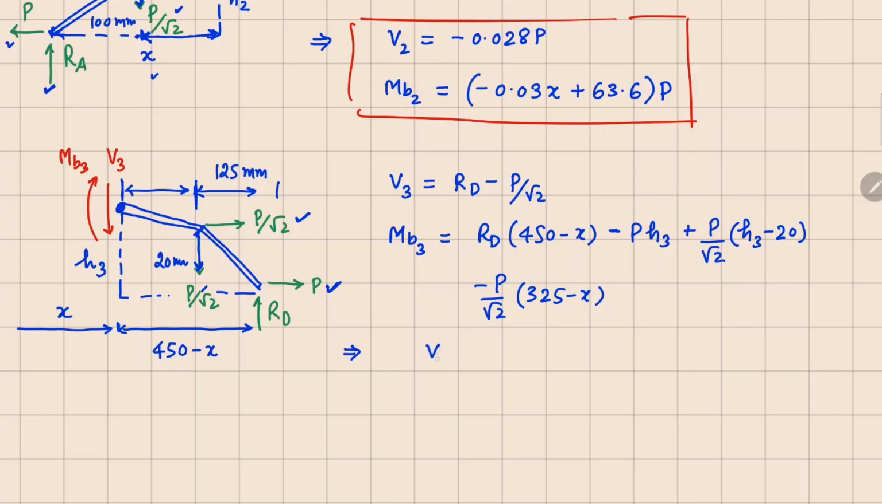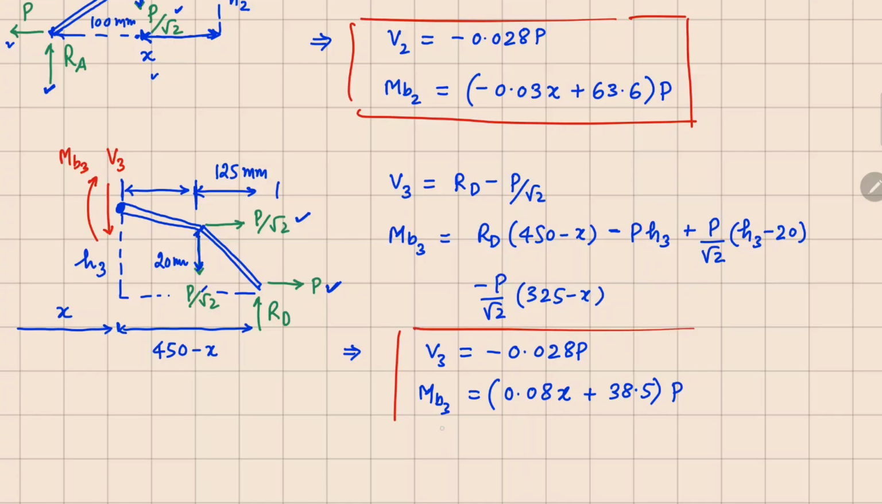So now if I simplify these, your V3 value is exactly same as V2, so 0.028 P, and your MB3 is 0.08 X plus 38.5 whole thing times P. So these are the values at section 3.